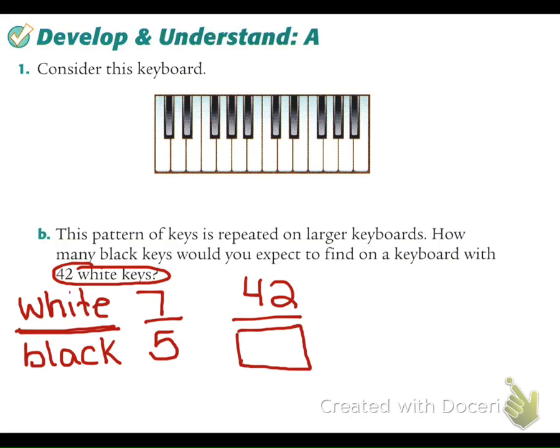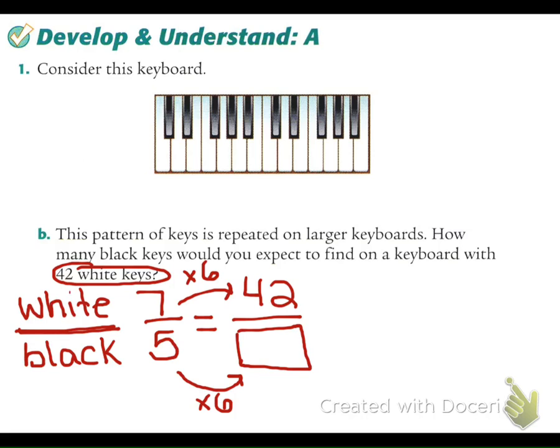There are some different ways to look at this example. I can look at it as equivalent fractions. I can say, how can I get from 7 to 42? And you might tell me that I'd multiply by 6. Well, if I'm going to make an equivalent ratio, you know that I need to do the same thing to the denominator, multiply by 6.